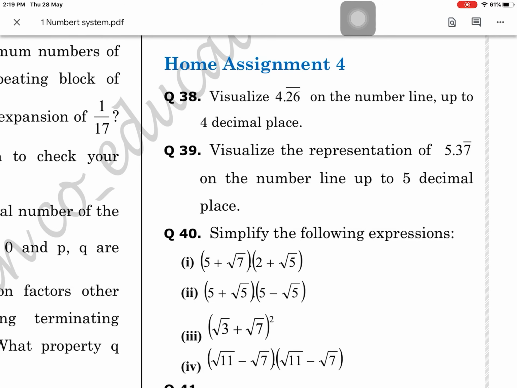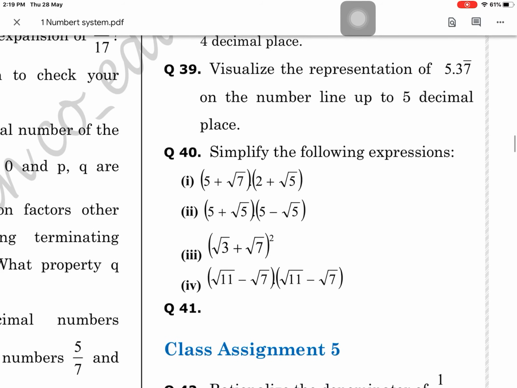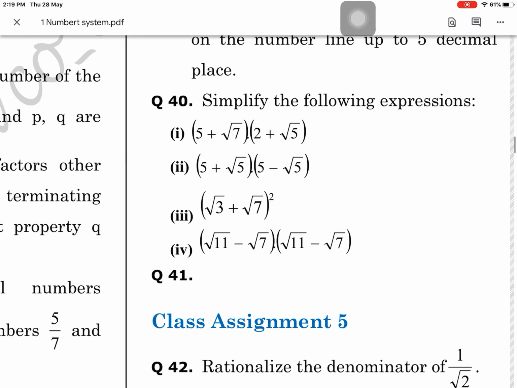First question, I hope you would have done. If you have not done, please ask me this question. Question number 39 is also on the same basis. Simplify. Question number 40, simplifications. If you have not done, then I am telling one question of them. The most difficult question is the fourth one here.